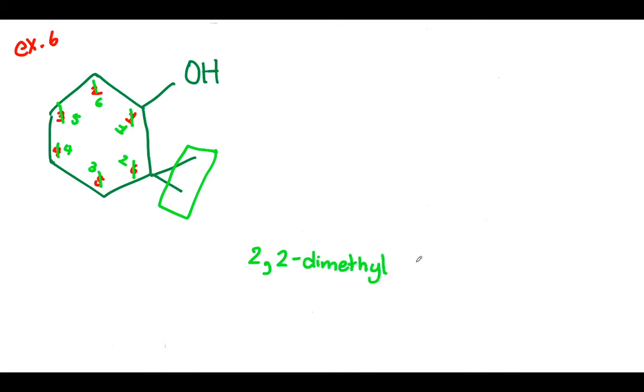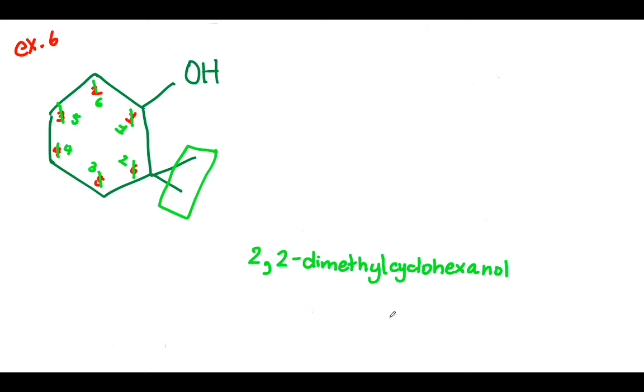So that would be 2,2-dimethylcyclohexanol. Because this is a cyclic compound and there's only one hydroxyl group, the carbon that the hydroxyl group is attached to has got to be carbon number 1. Okay, so I'm giving that priority. Because that's the case, I don't have to write down the number. It's only if I had more than one hydroxyl group that I would have to specify the number for a cyclic compound.